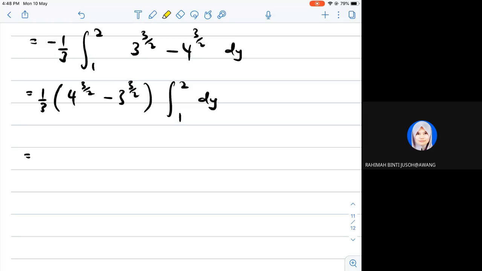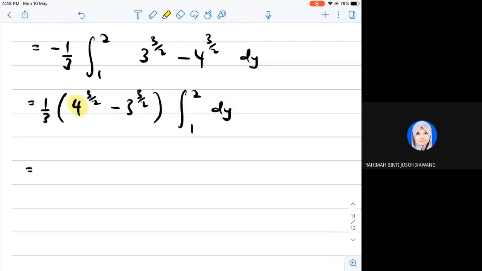Okay, ini kita boleh simplify lagi lah. Simplify dia jadi square root of 2 is 4. Square root of 4 is 2. So 2 kuasa 3 jadi 8. 1/3. We have 8 minus 3 to the power of 3/2. Like this. So integrate 1 terhadap y dapat y lah kan.